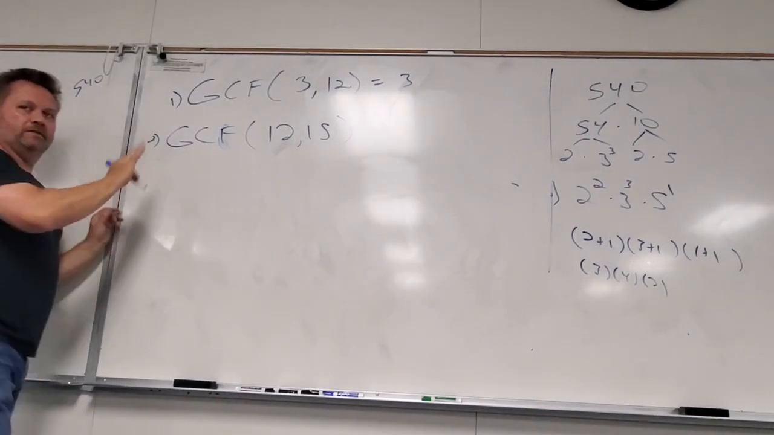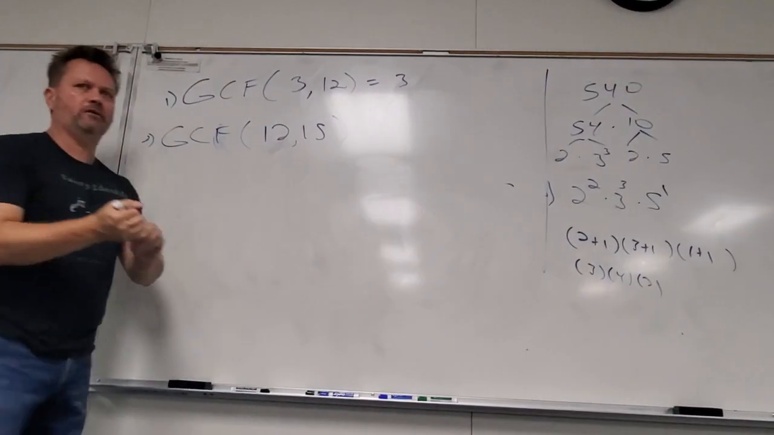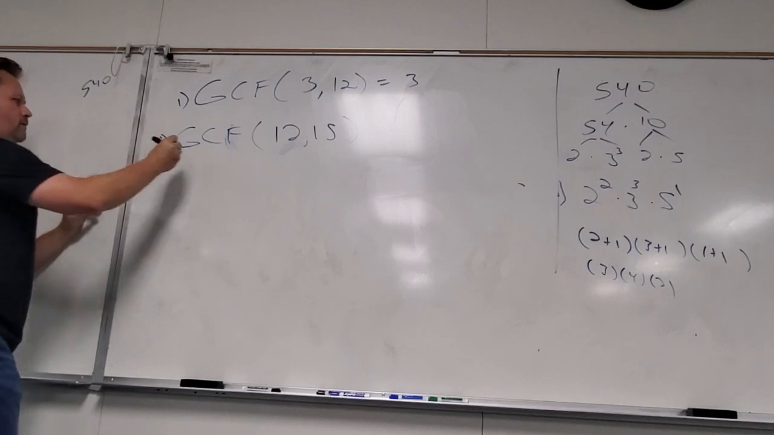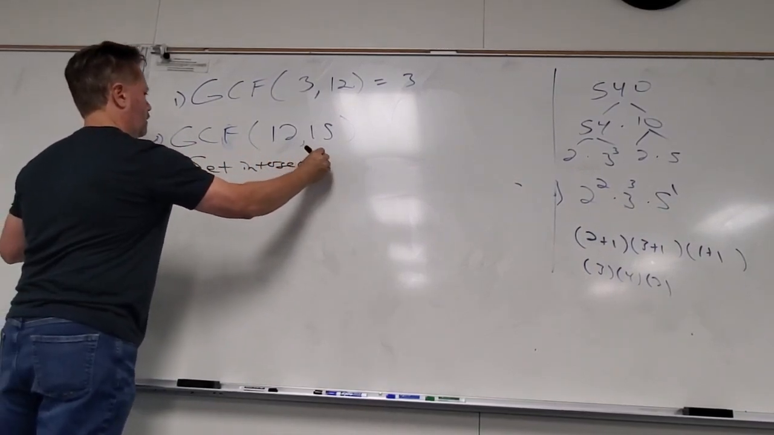So there are 2 methods, right? This book loves its methods. One method sounds very familiar. It's called the set method. It's actually called the set intersection method.